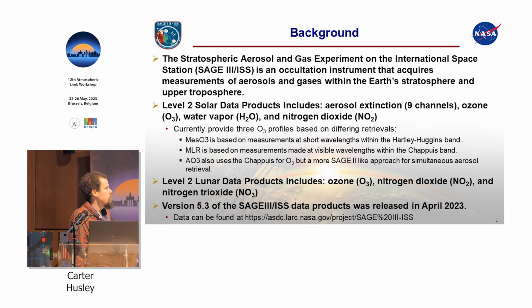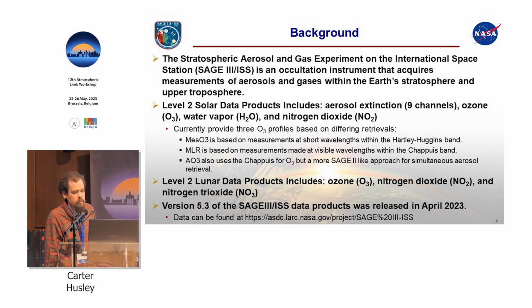Currently, for our Level 2 solar algorithm data product, we provide aerosol extinction across nine channels, ozone, water vapor, and nitrogen dioxide. The current data product provides 3 different ozone profiles.